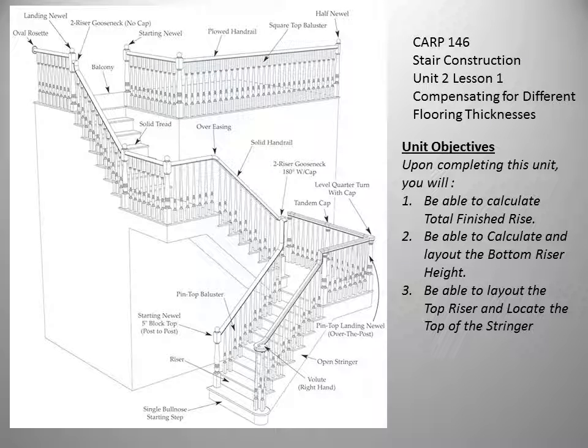Stair Construction, Unit 2, Lesson 1. Compensating for different flooring thicknesses. Upon completing this unit, you will be able to calculate total finished rise, be able to calculate and lay out the bottom riser height, and be able to lay out the top riser and locate the top of the stringer.